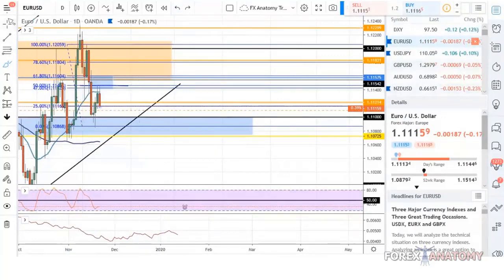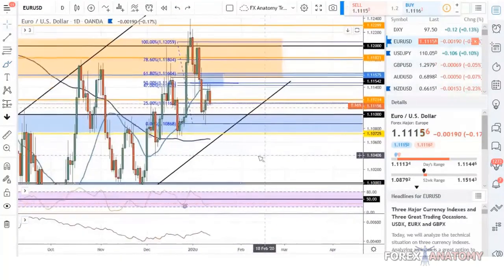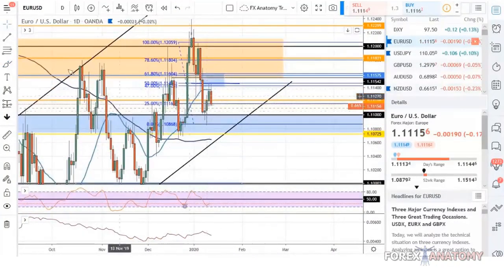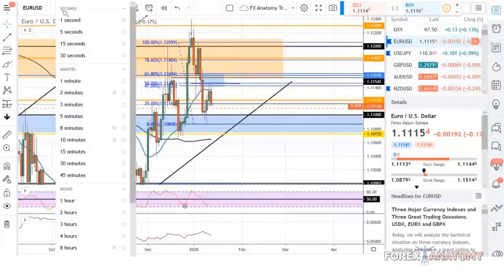So with that said, what we're going to do right now is drop down to a smaller time frame to see what's happening on a smaller time frame. So what we're going to do next is drop down to the 4-hour.